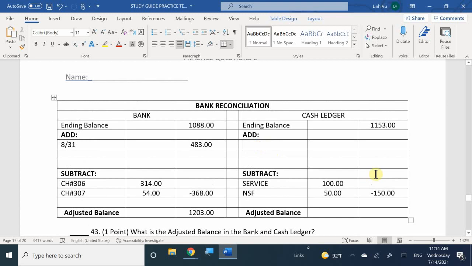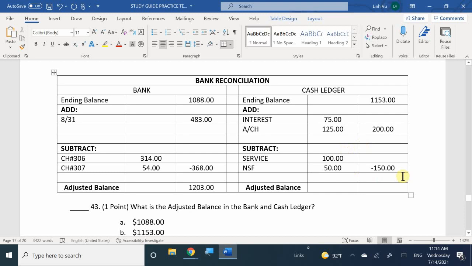Interest is $75 and automated clearinghouse is $125. So I need to add $200 to my bank account, because that is money that I've earned. So if I started with 1153 and I added $200 worth of interest and automated clearinghouse, but I had to subtract $150 worth of service charge and NSF fees, my ending adjusted balance is what?